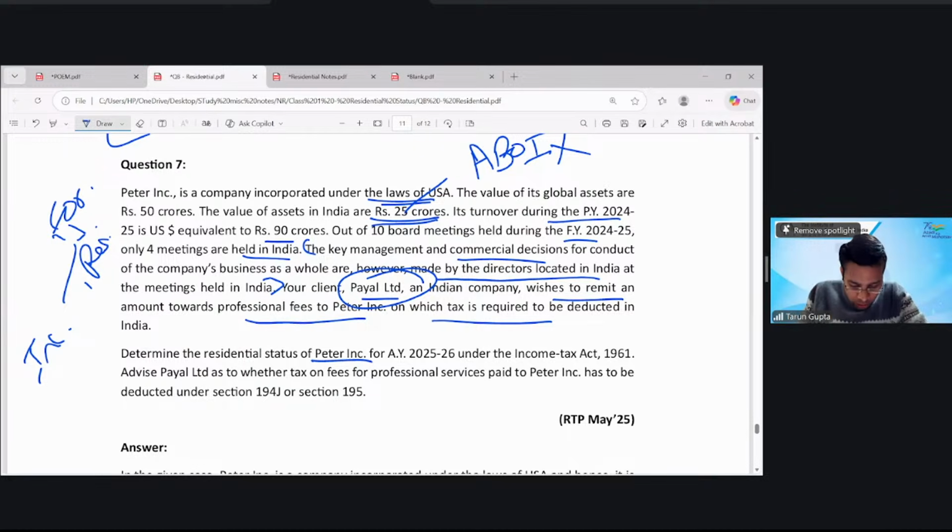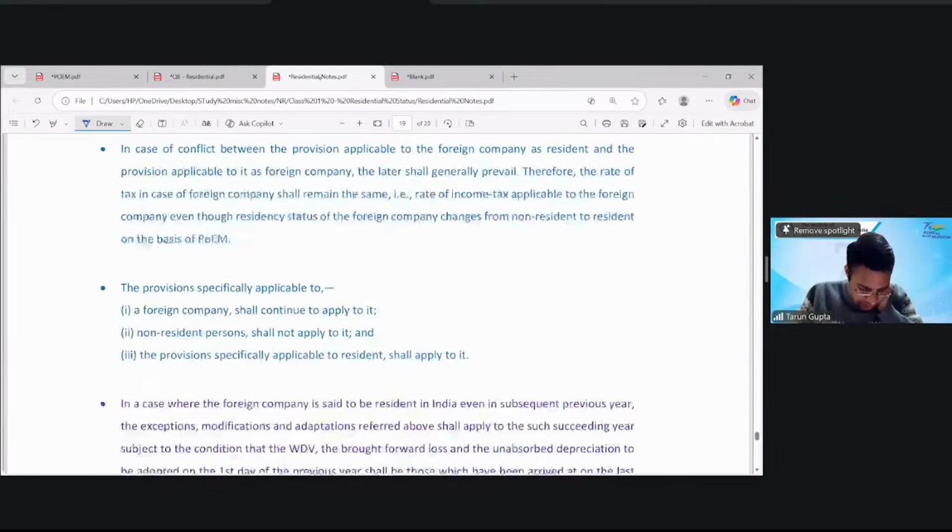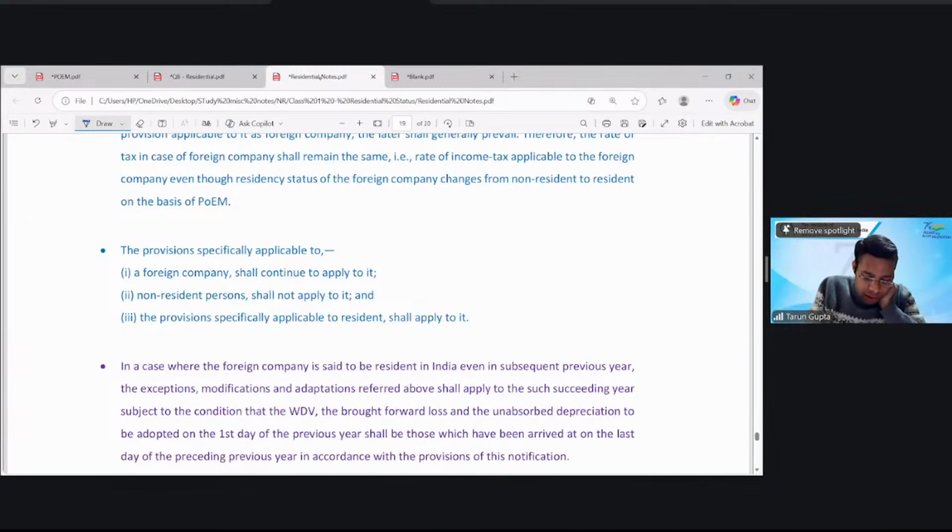Advise Payal Limited as to whether tax on fee for professional service has to be deducted under section 194J or 195. Clearly, perfect, Sanjay ji. It is 195 because the company remains a foreign company, and whenever there are two provisions applicable, the provision applicable to a foreign company shall apply. So see, I made a good observation. The provision specifically applicable to a foreign company shall continue to apply. We are talking about a company which is held to be resident in India because of POEM. So, provisions which are applicable to foreign companies shall apply to such a company.